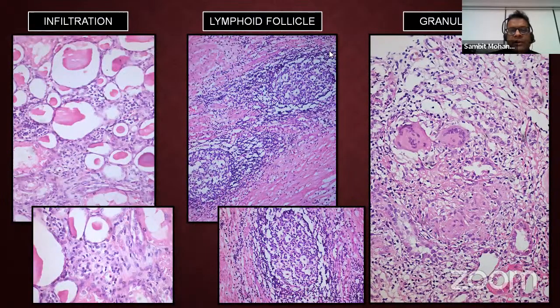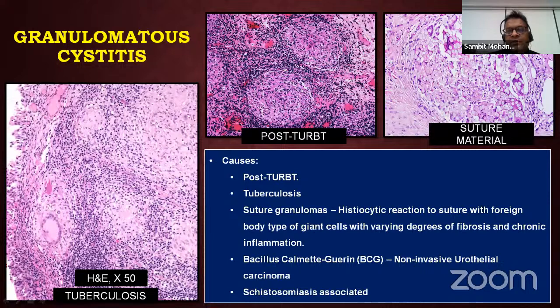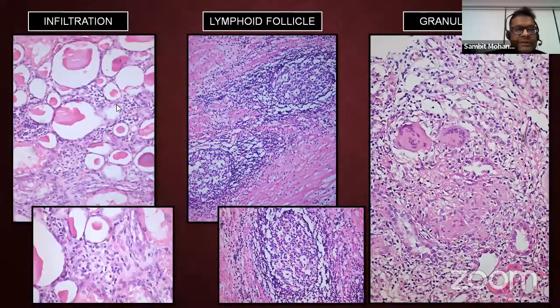Here you see these non-necrotizing granulomas with epithelioid histiocytes, and this is the suture material eaten up by the giant cells, a lot of suture material. And there is necrosis here. Then infiltration. This is a case of follicular thyroid carcinoma infiltrating into the bladder wall. You see these thyroid follicles with secretion. These are lymphoid follicles. Then this is a granulomatous reaction.